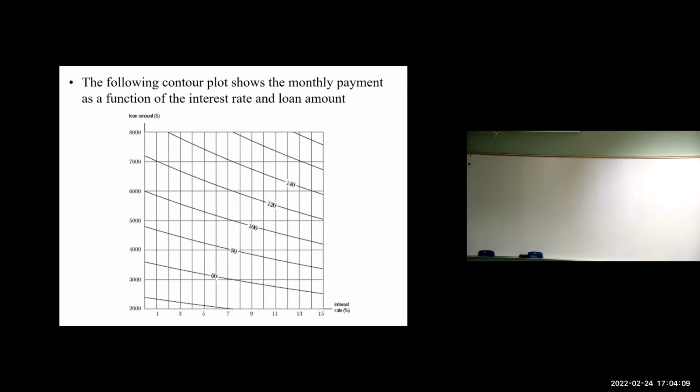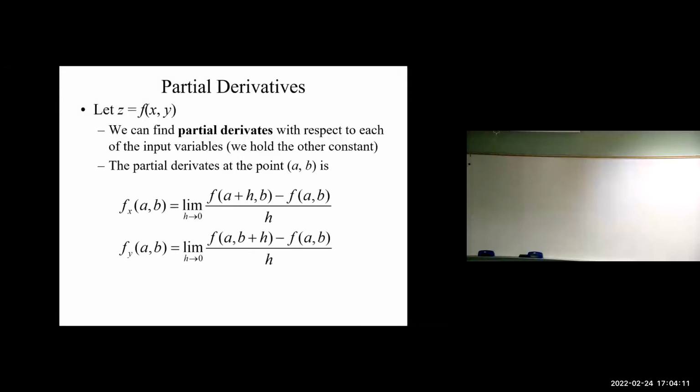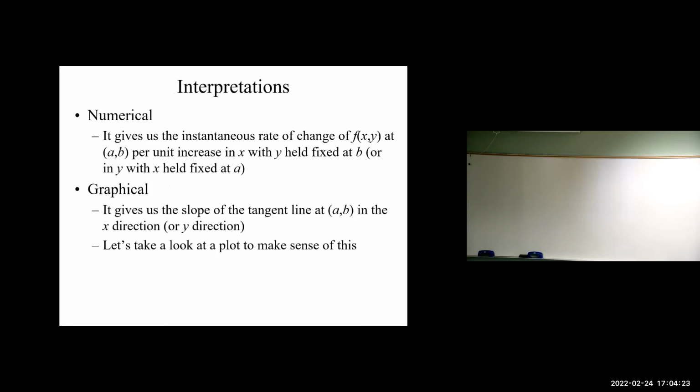I'm going to skip the first couple of slides and just go right to the interpretations, because we're not going to do partial derivatives using the limit definition, but it's conceptually the same limit definition you learned in Calc 1. What does this thing give us? Well, it still gives an instantaneous rate of change, just like in Calc 1, except now it gives it only in one direction.